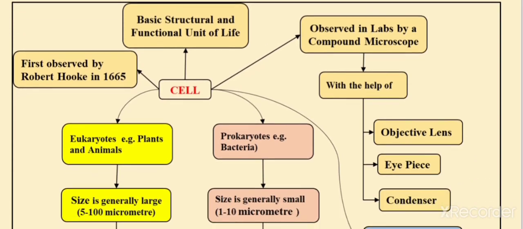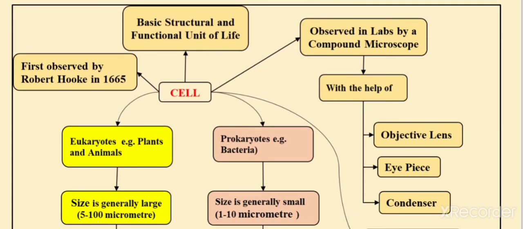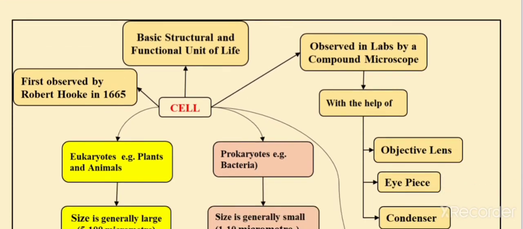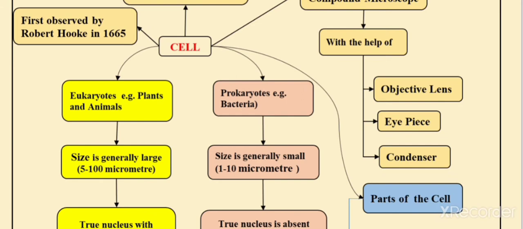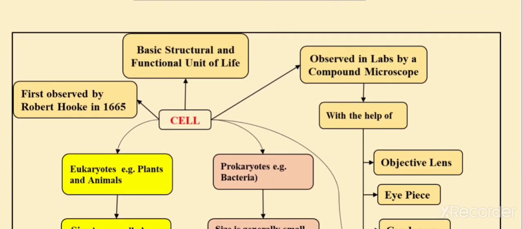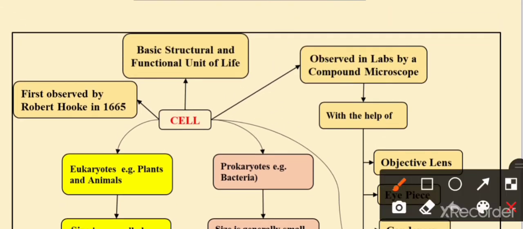So your map is starting from cell. What do you mean by cell? Cell is the basic structural and functional unit of life. So this is a very important part.